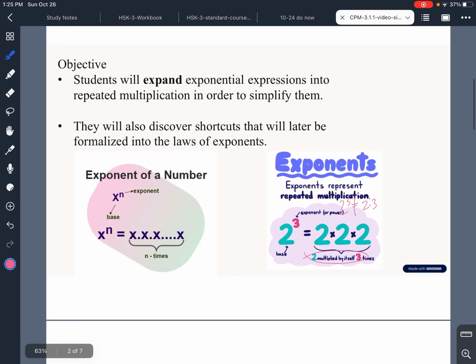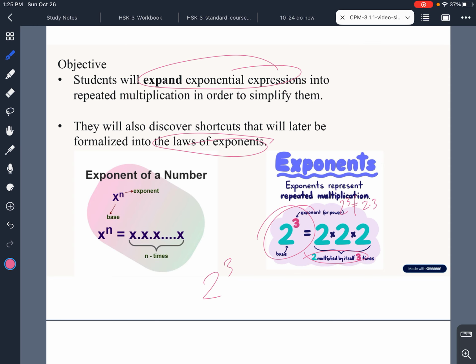So we're going to expand in order to come up with a rule, right? Because we have, and here's a better example. 2 to the power of 3 is not 2 times 3. It's 2 times itself 3 times. And this is expanded. This is exponential notation. This is expanded.